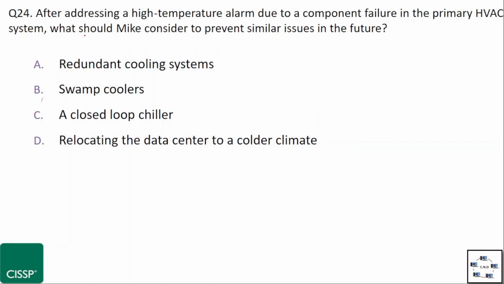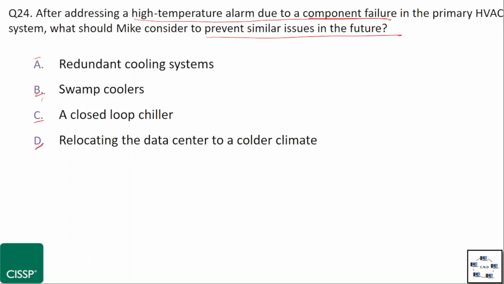Question number 24. After addressing a high temperature alarm due to component failure in the primary HVAC, HVAC stands for heating, ventilation, and air conditioning system, what should Mike consider to prevent similar issues in the future? And the options are option A, redundant cooling systems, option B, swamp coolers, option C, a closed loop chiller, and option D, relocating the data center to a colder climate.